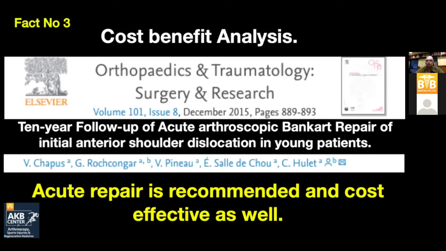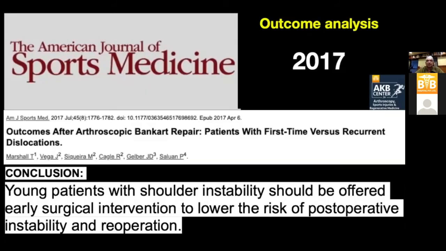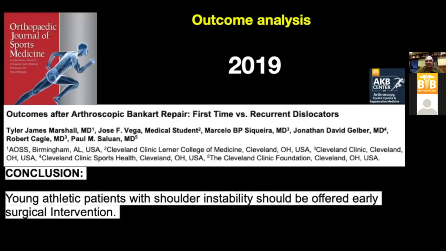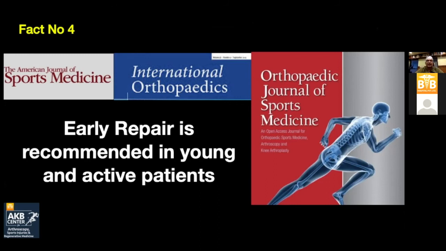As far as the outcome is concerned, I'll not go into detail of this, but if you see the recent literature, 2017, 2018, 2019, and there is a meta-analysis even in 2020, which says that a young athletic patient with a first shoulder dislocation has to be treated conservatively, and this has a better outcome. But if you go to the literature, the very high impact journals like AJSM, International Orthopaedics, and OJSM, they say that early repair is recommended in young and active patients. So if there is a young and active patient, probably we have to at least suggest it to that patient.